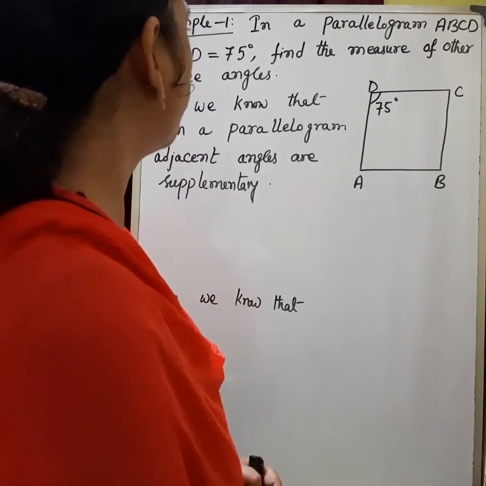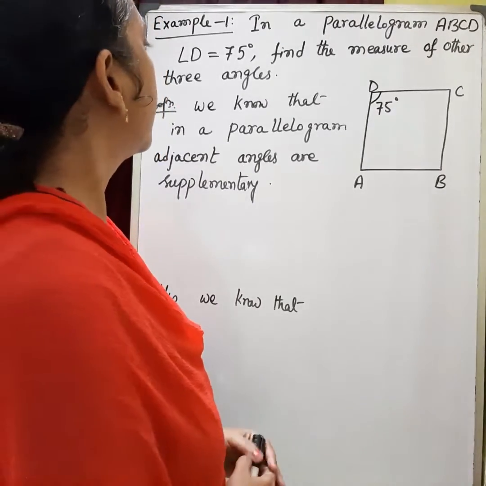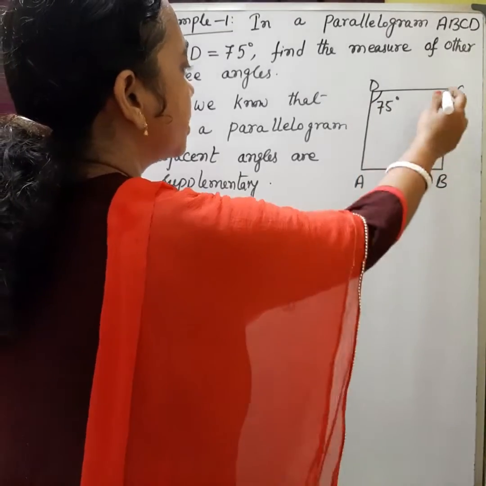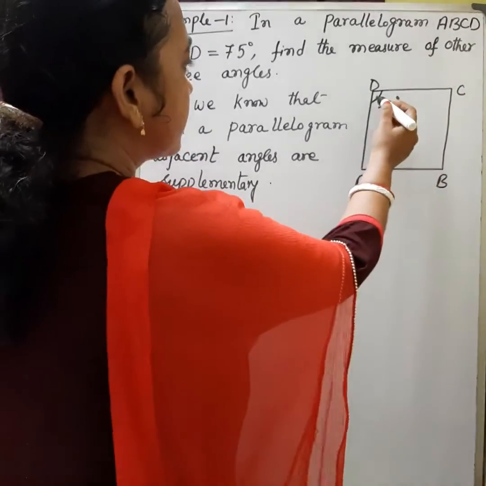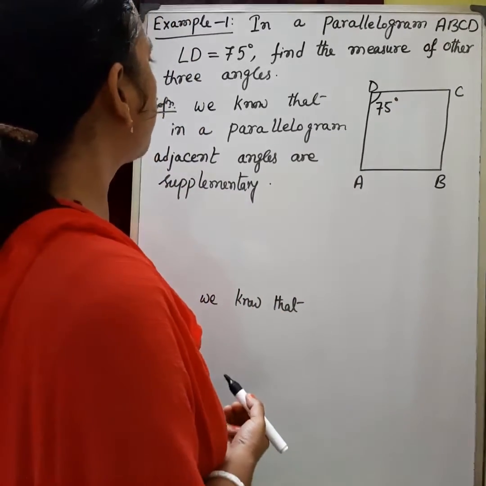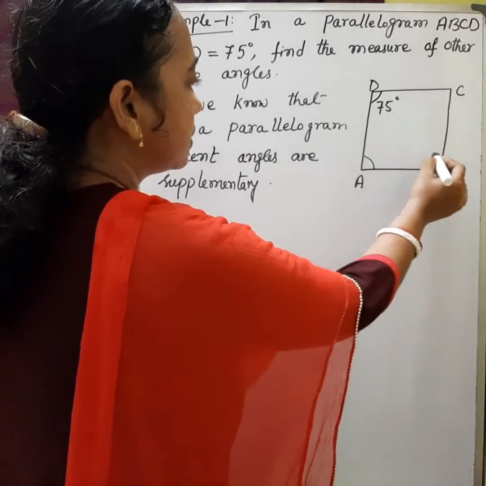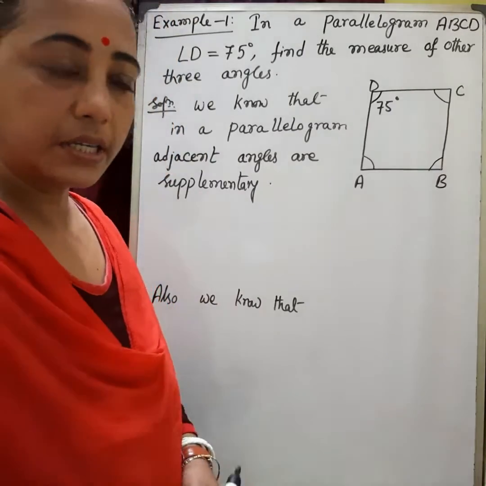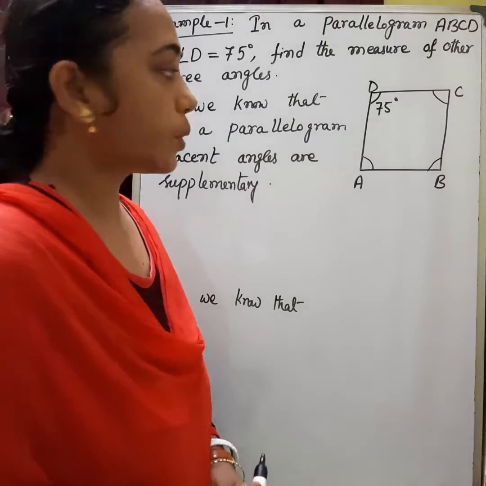The first example. In a parallelogram ABCD, angle D is given 75 degrees, which is already shown here. ABCD is a parallelogram and one of the angles, that is angle D, is given 75 degrees. Then find the measure of other three angles. So we have to find the measure of angles A, B and C. Here angle D is already given. So now let us do this problem.